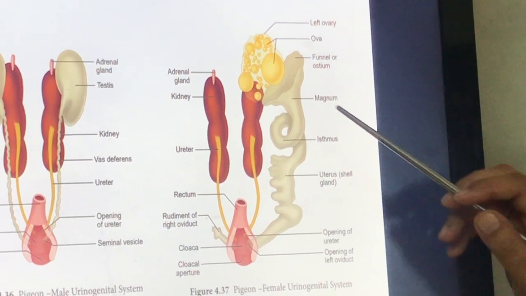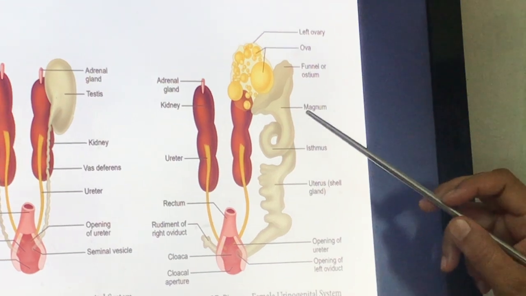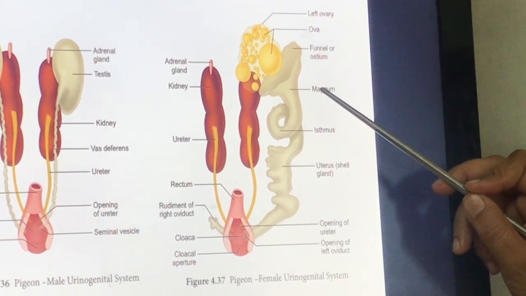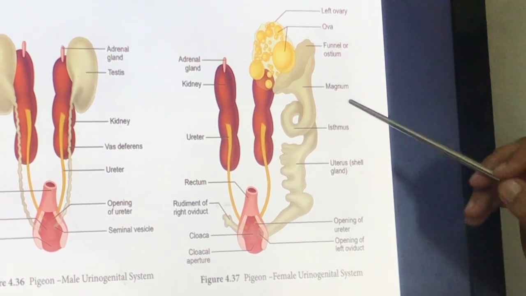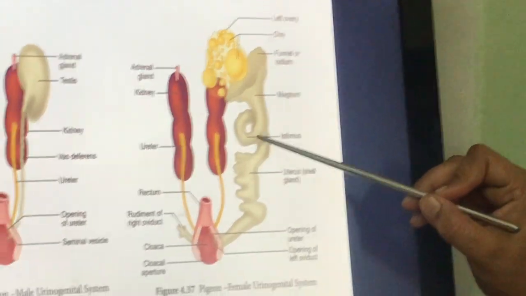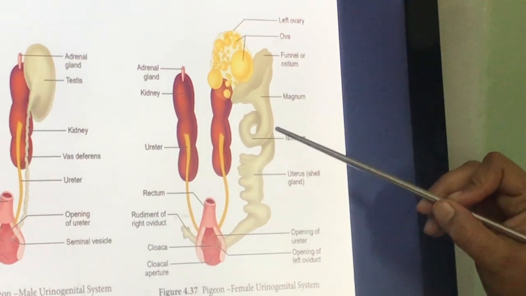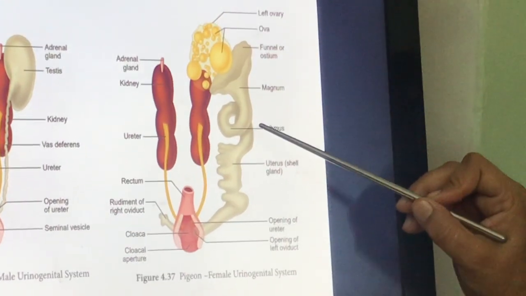The magnum portion is where albumin is laid down around the egg through this tubular part. I will show it from the next slide also. Then the third part is called the isthmus. It is coiled and convoluted, and it secretes the shell membrane.